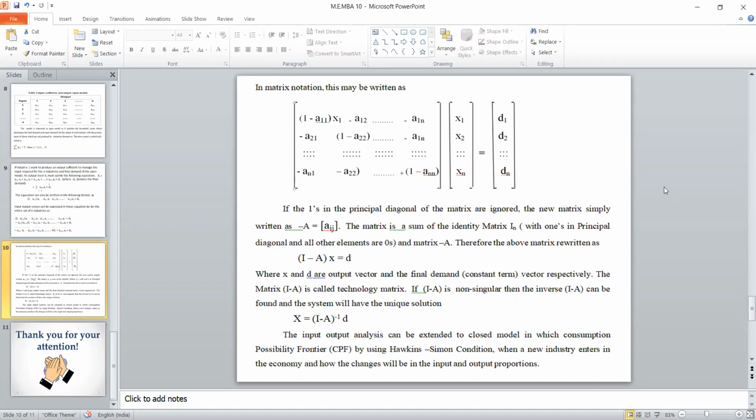For the second row, it is minus a21, but the second element is second industry, second output, second input, so it should be 1 minus a22. Likewise, for the third industry, the third element will be 1 minus a33. Likewise, up to the nth industry, it should be 1 minus ann. With this n by n matrix, when you multiply with the output of each industry, x1, x2, x3 up to xn, we get d1, d2, d3. d1, d2, d3 is nothing but the input-output relation.